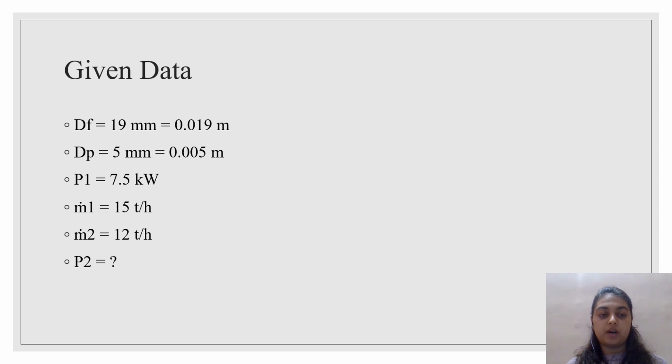Power requirement for 15 ton per hour capacity is given as 7.5 kilowatt. So my P1, power consumption for case number 1, will be 7.5 kilowatt. M1, that is for case number 1, my capacity is 15 ton per hour. And we are asked to calculate power consumption for 12 ton per hour. So M2 will be 12 ton per hour, and P2 we have to calculate.